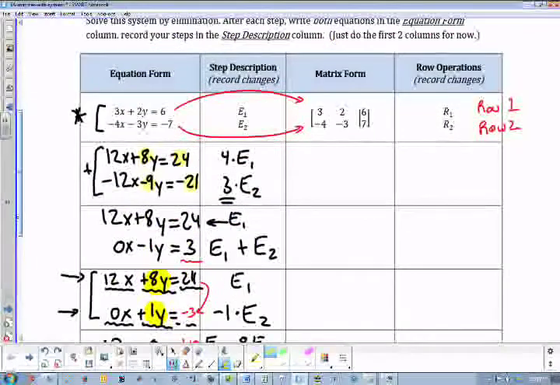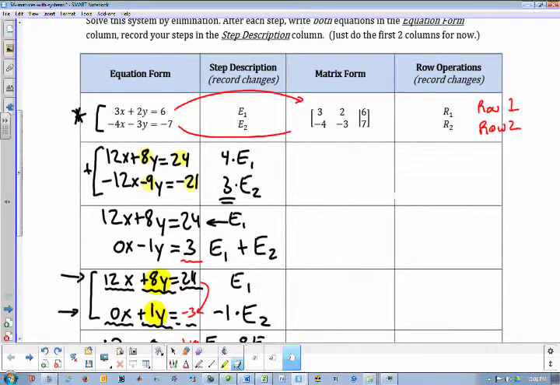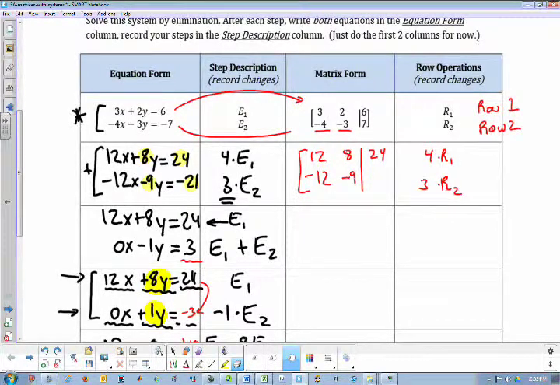And so that second one that we said there, we can multiply the row by a number. And so let's take this first row and let's multiply this by 4. And that's going to give us 12, 8, and 4 times 6 is 24. And then we're going to take row 2 from above, and we're going to multiply that by 3. And that gives us negative 4 times 3 is negative 12. Negative 3 times 3 is negative 9. And 3 times 7 is 21.